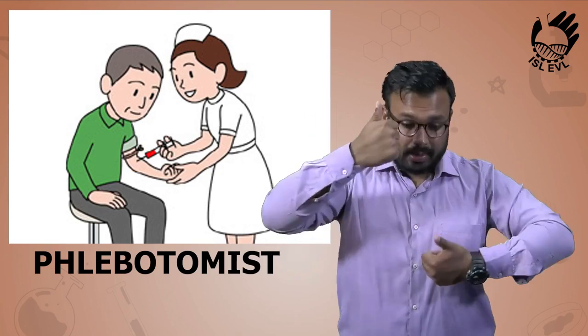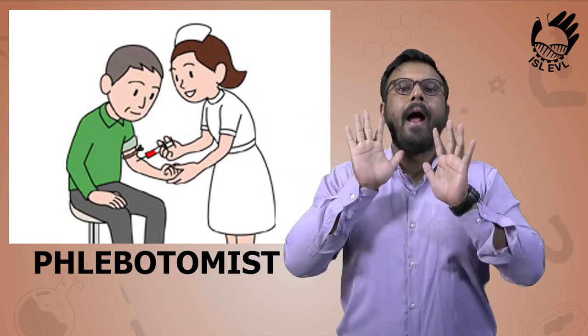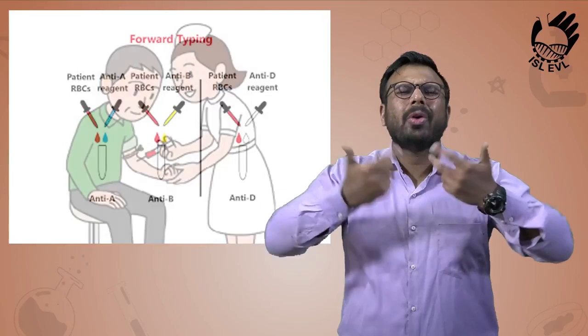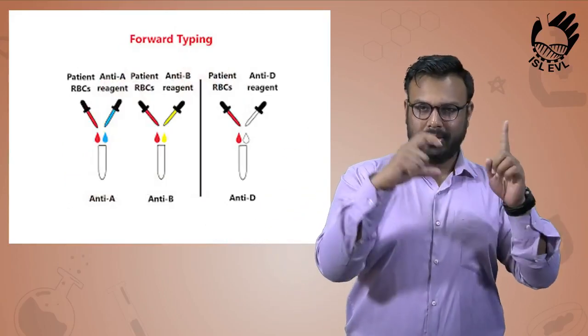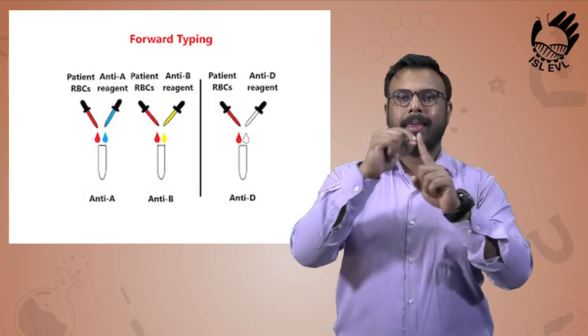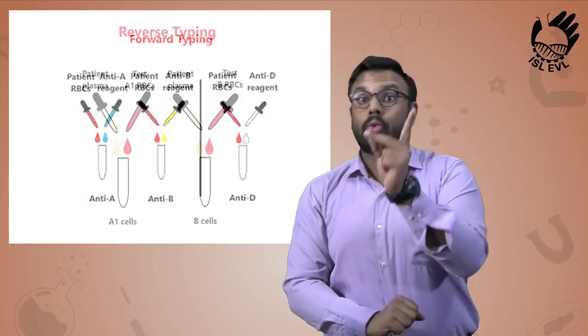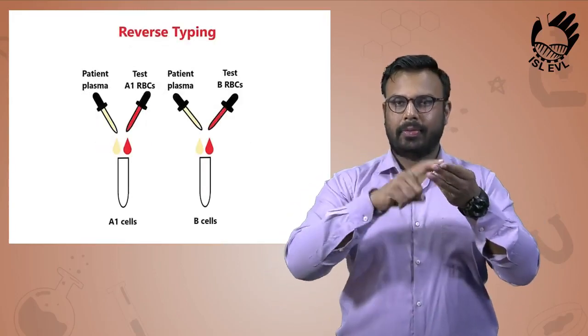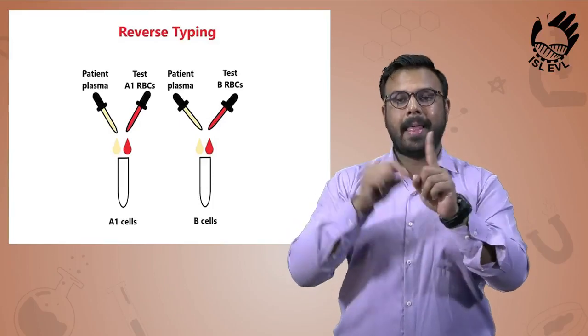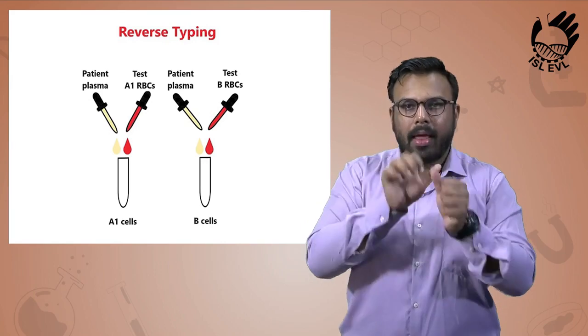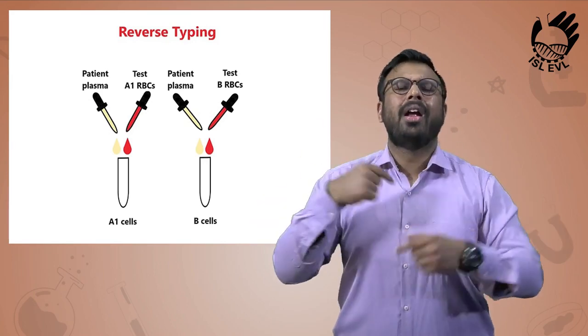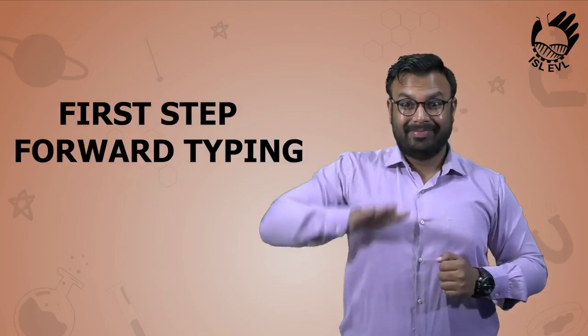The typical method for typing blood involves two steps. The first is known as forward typing. The second is known as reverse typing. These are the two medical techniques used for blood testing. The first step is called forward typing.